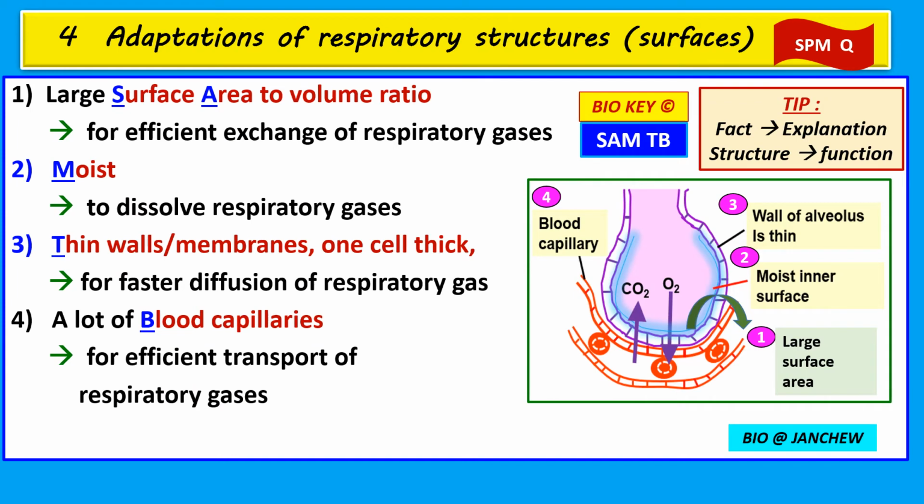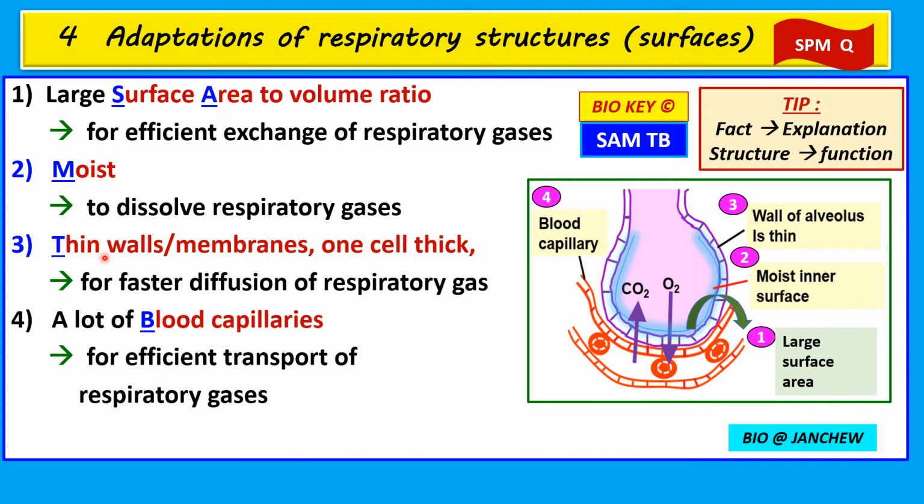Here is a summary of what we have discussed in the previous slide. 4 adaptations of respiratory structures or surfaces for efficient gaseous exchange, right? Using the biokey TSAV. Number 1, large surface area to volume ratio for efficient exchange of respiratory gases, as seen in the picture here. And number 2, moist, the respiratory structures are moist to dissolve the respiratory gases, okay, as seen in this part here, in this alveolus with the layer of moisture inside its inner surface.